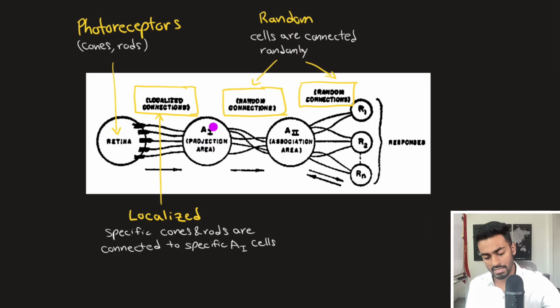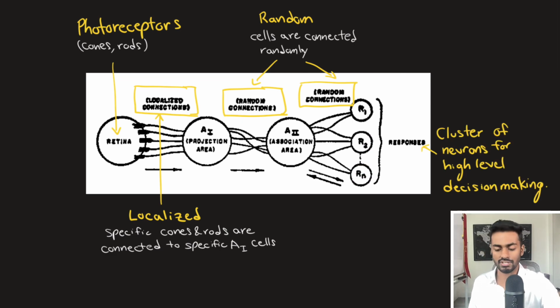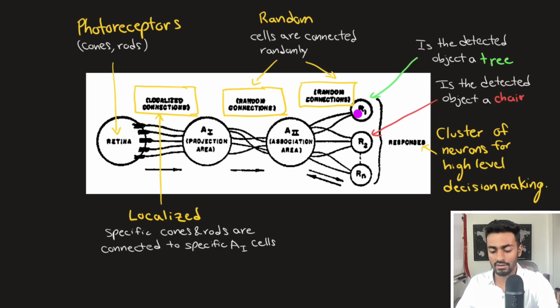Now, the neurons here are then going to be randomly connected to other neurons in this association area A2. And these are also going to be randomly connected to other neuron clusters in these response regions. And we can kind of say that these responses are essentially clusters of neurons that are responsible for some high-level decision-making. And what we mean by that is like R1 could represent like, this object detected a tree, or this cluster of neurons R2 can determine whether we are detecting or perceiving a chair, and so on.